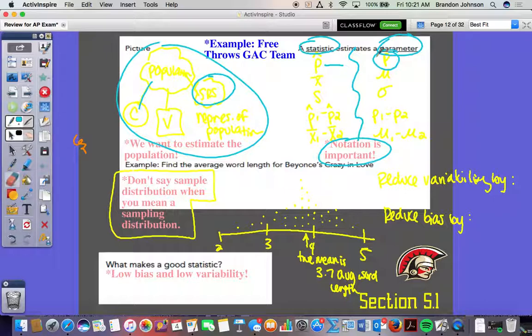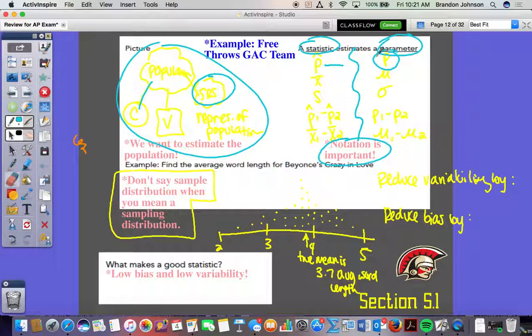Either one of those two is actually fine by the AP exam graders. So if you're worried about that, you could also do the wording as well, okay? But again, this is statistic. These would be the parameter notations that are there, okay?